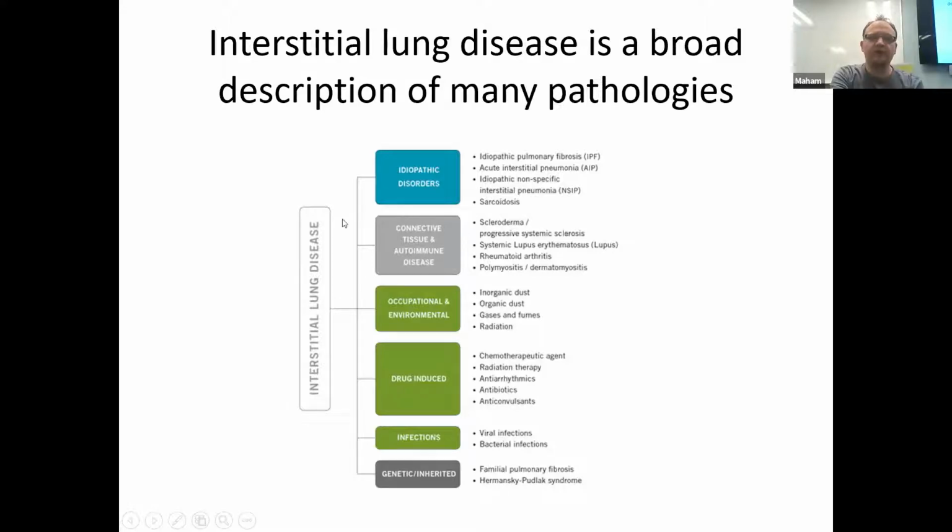So when somebody is identified as having restrictive lung disease and has interstitial lung opacities, you've got to make sure that you do a complete workup for connective tissue and autoimmune disease, because this is among the more reversible of these kind of lung injuries.